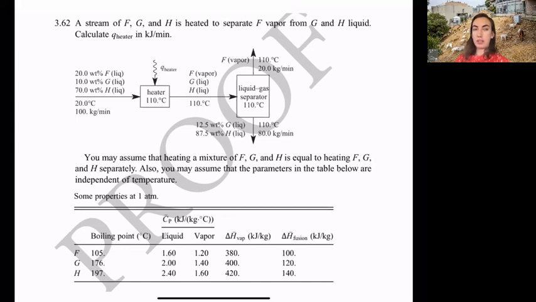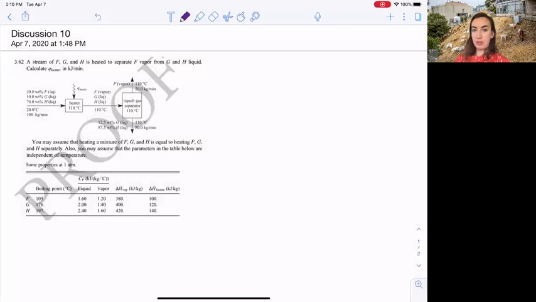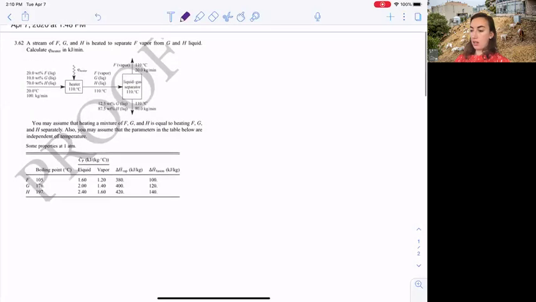So if you want to now pause and try to practice, you can. In just a minute, I will go ahead and solve it for you. Okay, so I'm going to switch to the Notes app. So here's just the problem again, but smaller, and we're going to try to find Q heater.